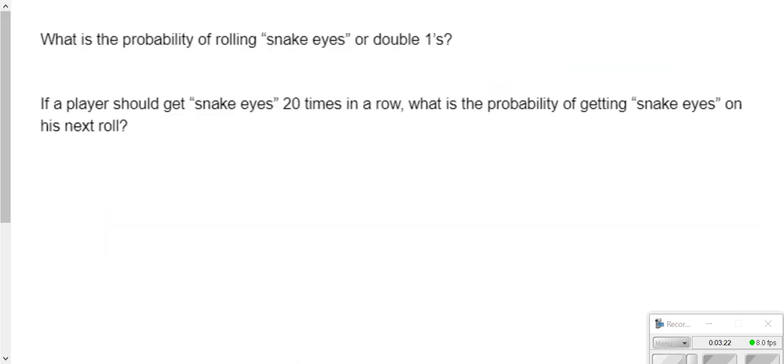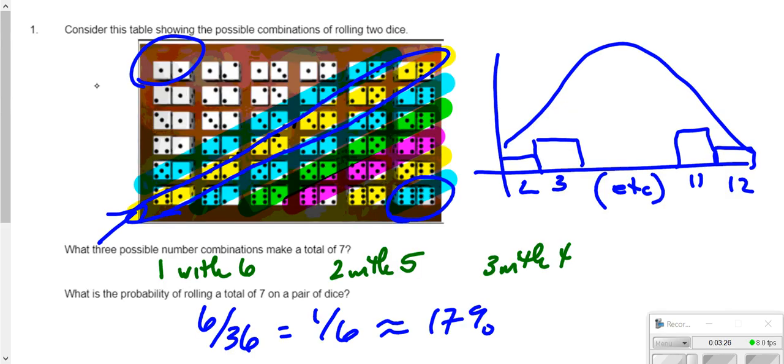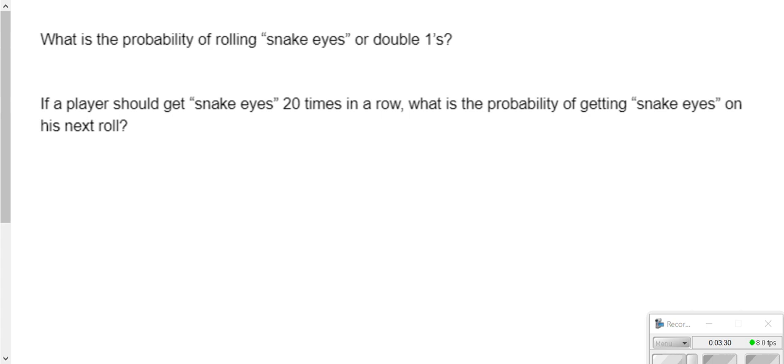All right, so what is the probability of rolling snake eyes or double ones? Well, we just were talking about that. This is the roll that is called snake eyes or double ones. There's only one way to do that out of 36. And this next question, think. If a player happens to get snake eyes 20 times in a row, they roll, they get double ones. They roll again, they get double ones. They roll again, they get double ones. That happens 20 times. What is the probability that they get snake eyes on the 21st roll?